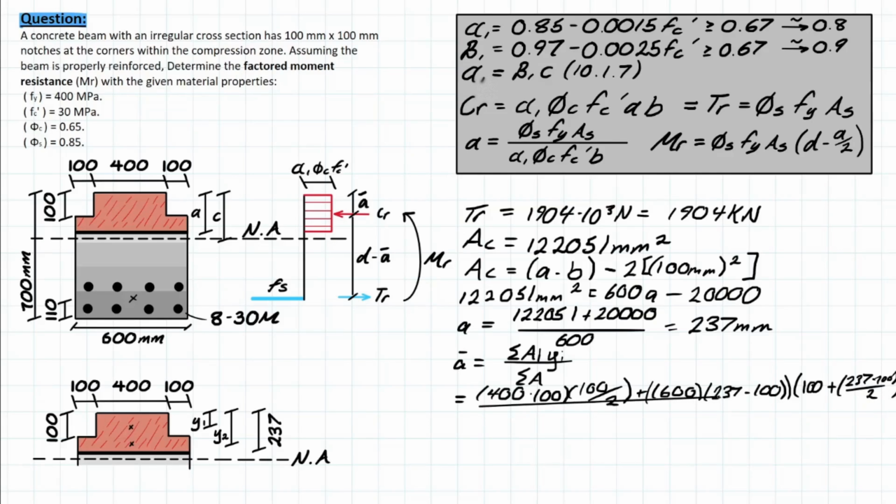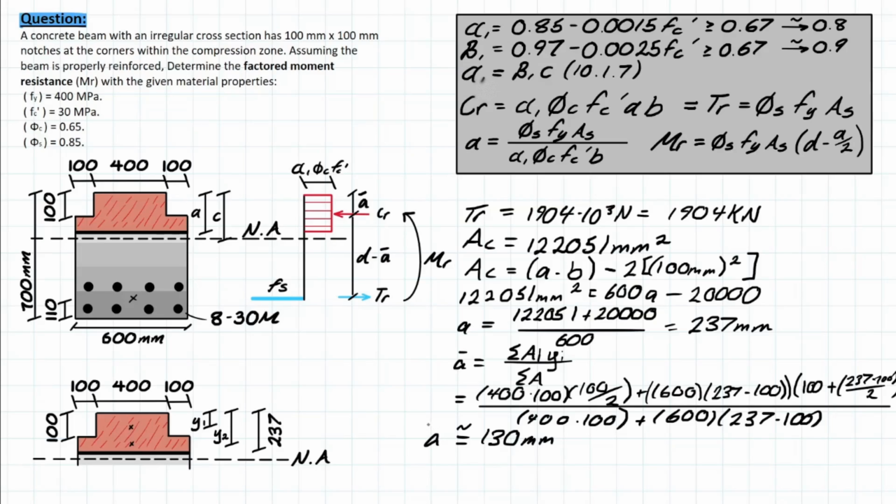And then all of this is going to be over the total area, so you're just taking this part and bringing it right down to the bottom. Solving for that, you'll be left with a value of approximately 130 millimeters for a bar. If you look at our diagram here of where the compression block and the CR, or compressive resistance, is, it's a distance of a bar from the top compressive fiber, meaning that we need to take D minus a bar to get the distance between the couple moment. And that's pretty much the gist of these types of problems.